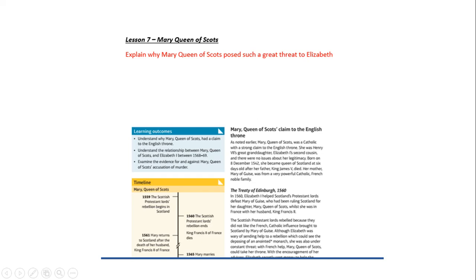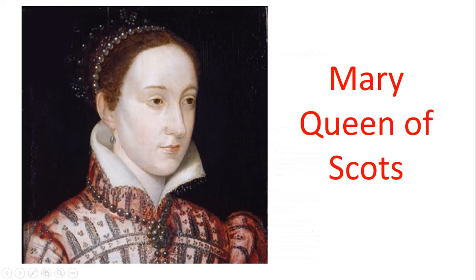Lots of students make mistakes by confusing Mary, Queen of Scots with Mary the First. They were different people. They were both very Catholic, and they were both called Mary, but they were not the same person. This lesson will focus on the relationship between Elizabeth I and Mary, how that relationship deteriorated over time, how Mary posed a threat to Elizabeth, and how that threat grew over time.